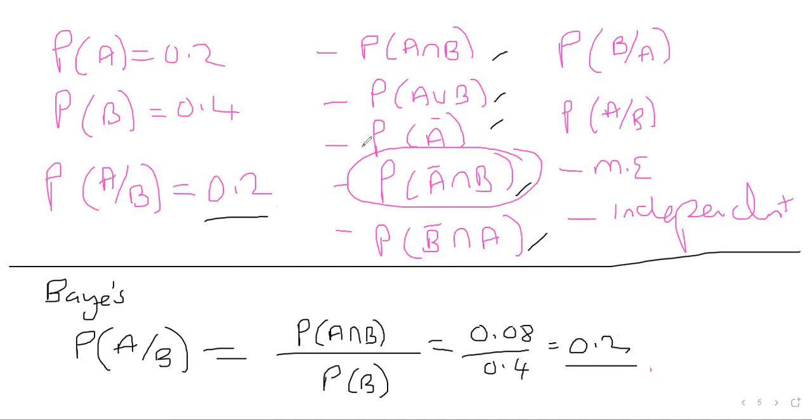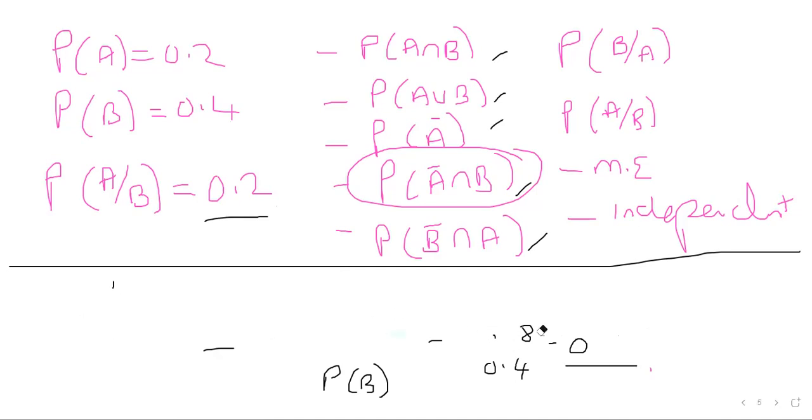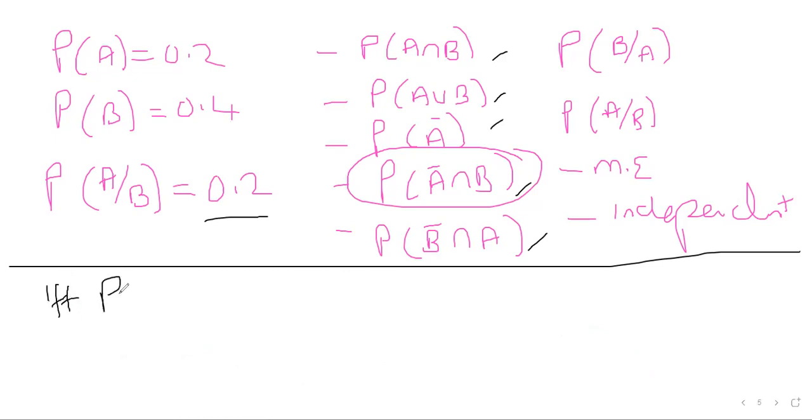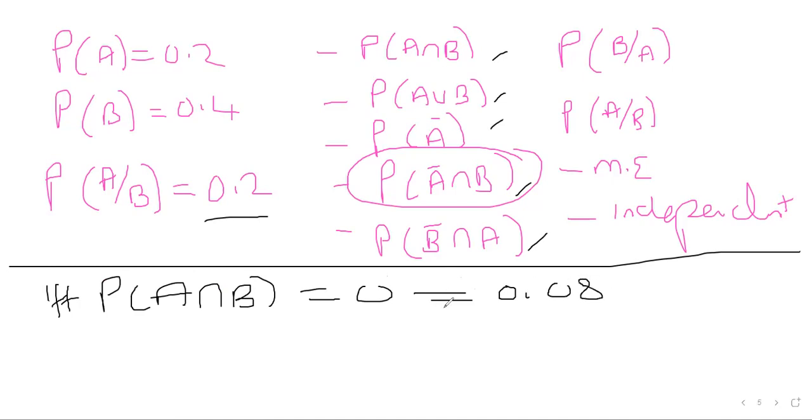Then we go to the conditions. Are the events A and B mutually exclusive? Who remembers the condition for mutually exclusive? We can only agree that A and B are mutually exclusive on what condition? If they have nothing in common. If and only if their intersection is equal to what? 0. That is when we can agree that they are mutually exclusive, if and only if they are equal to 0. But in this case, our intersection was 0.08, which is not equal to 0. So we can say they are not mutually exclusive.